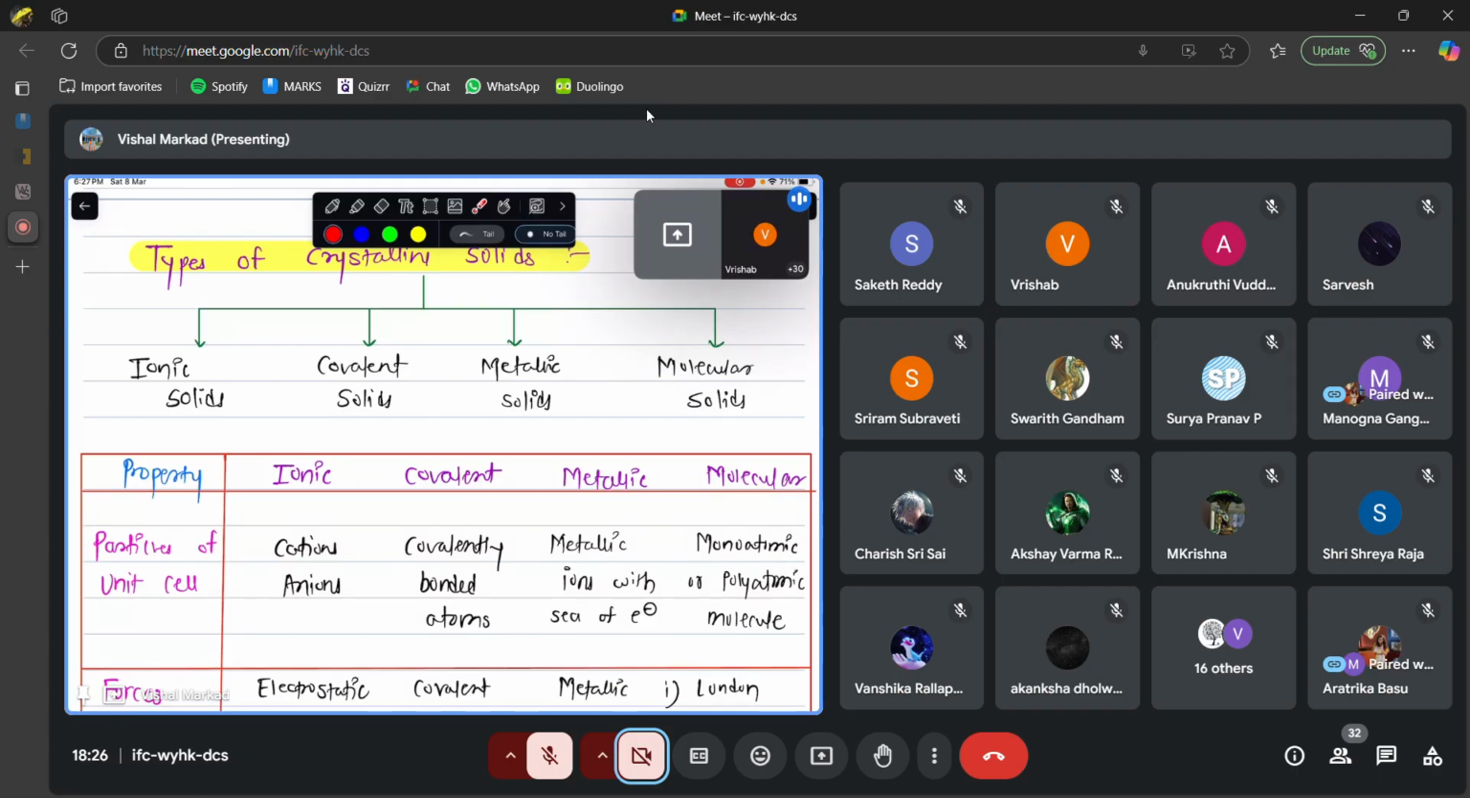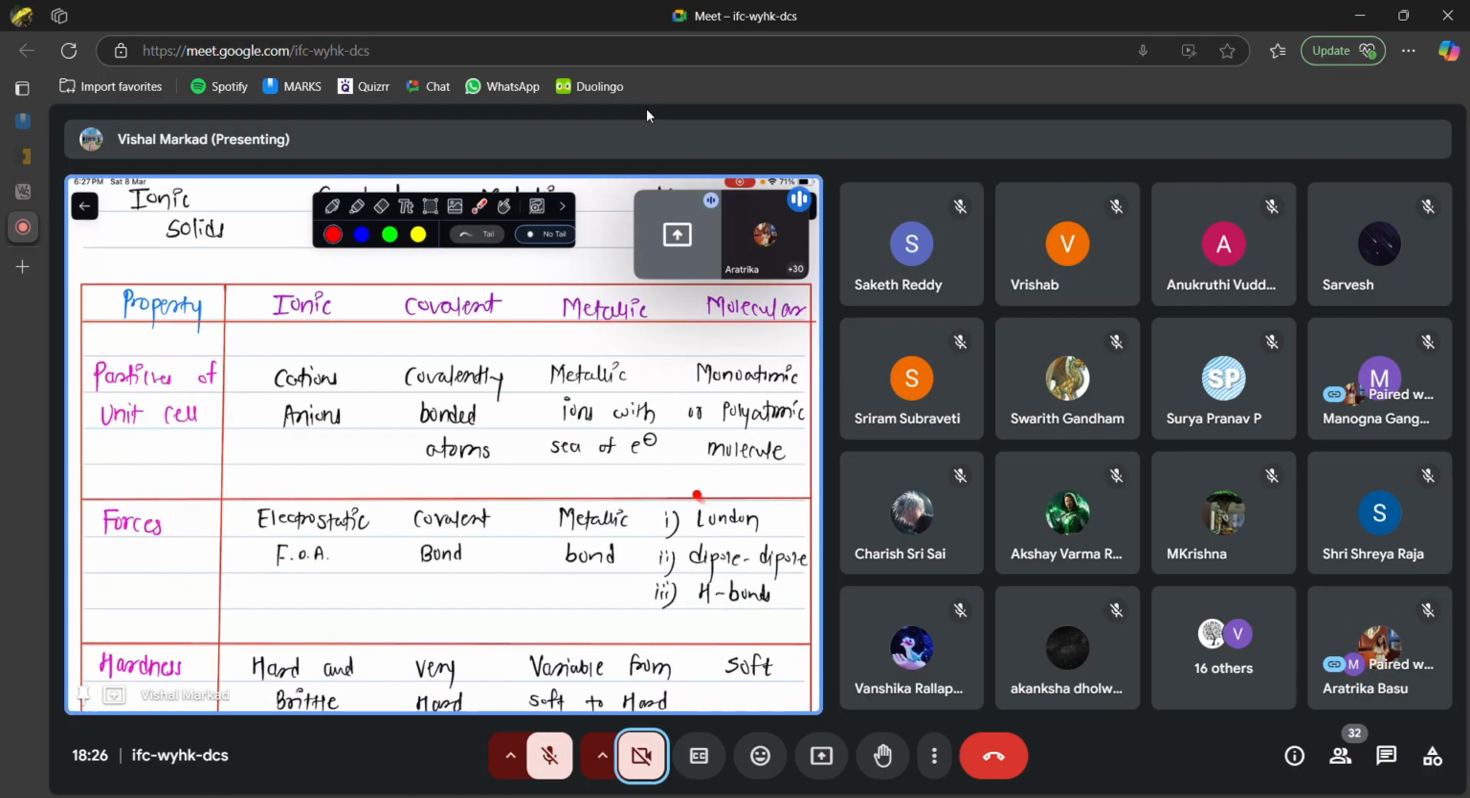And in molecular solid, the particles are monoatomic or polyatomic molecules. Molecular solid means one molecule is joined together with another molecule. Which forces are present between molecules? Van der Waals forces. The same thing: London forces, Van der Waals forces, dipole-dipole. Hydrogen bond is also possible, right?